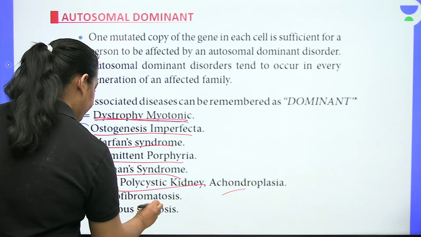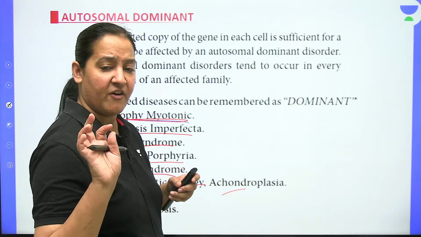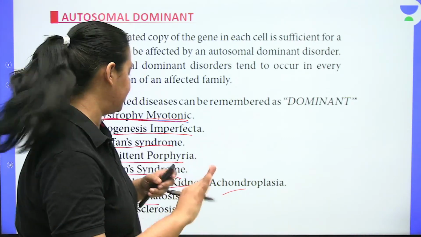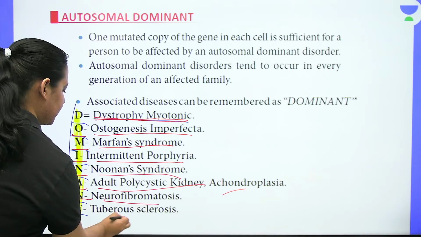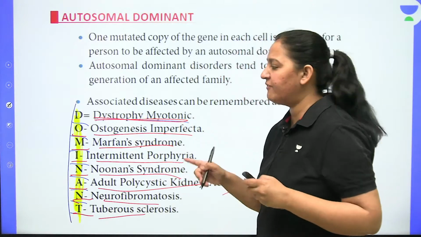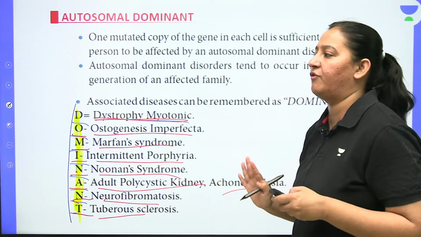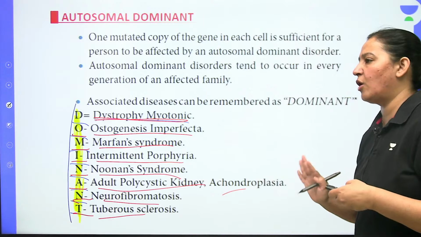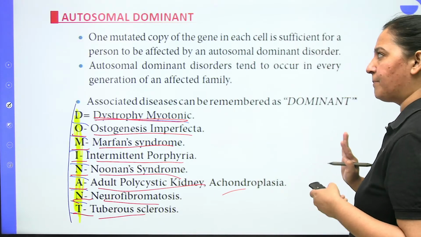N stands for neurofibromatosis. There are 2 types, neurofibromatosis type 1 and 2, and both are examples of autosomal dominant. And T stands for tuberous sclerosis. There are previous year questions on it. Now I will launch polls. You yourself will realize how this mnemonic is important for you. So please learn this mnemonic, note it down somewhere so that you can solve the questions and apply this mnemonic.